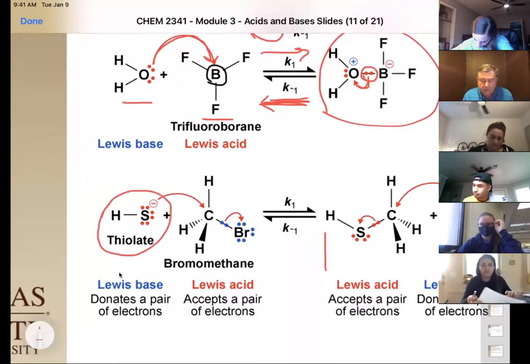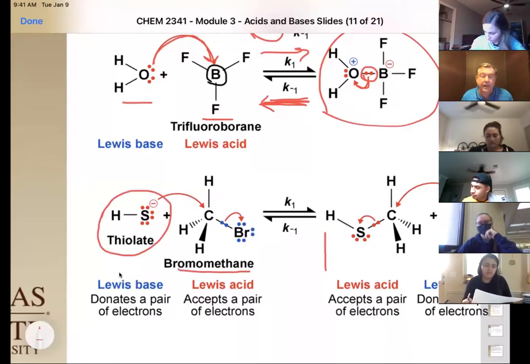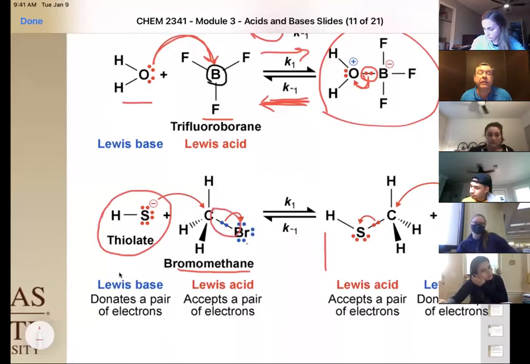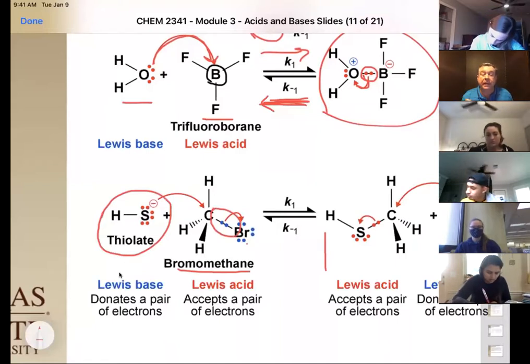Now, we're going to look at this bromomethane as our Lewis acid. It wants to accept electrons. Why? Well, this is a polar bond right here. Bromine is more electronegative than carbon. Therefore, it's pulling some of the electron density away from that carbon, making it more electropositive. That means that carbon is our Lewis acid. Our Lewis acid wants to accept electrons, and it has a reason to because of that polar bond with the bromine.